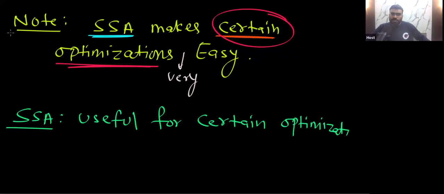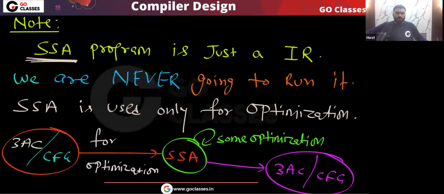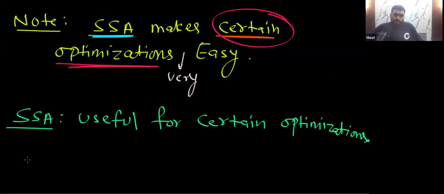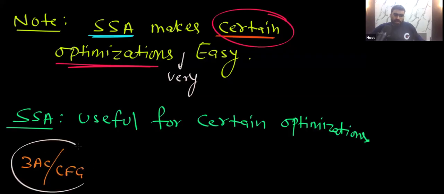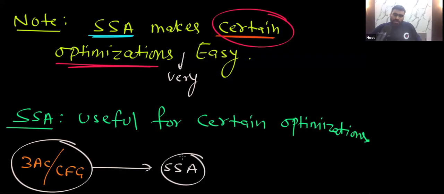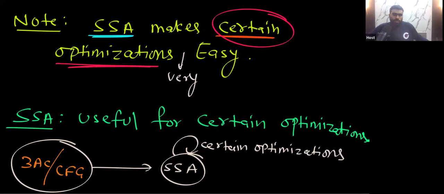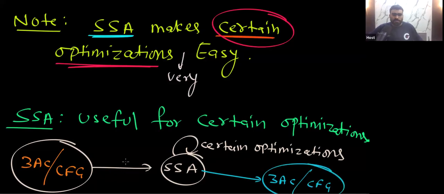Is this clear? Please tell me. So very simple, we are never going to run it. Again, you have a 3-address code or a control flow graph. You will convert this into SSA, and you will perform certain optimizations on this SSA. After doing these optimizations, what will you do? You will convert it again to 3-address code or control flow graph. Is this clear?